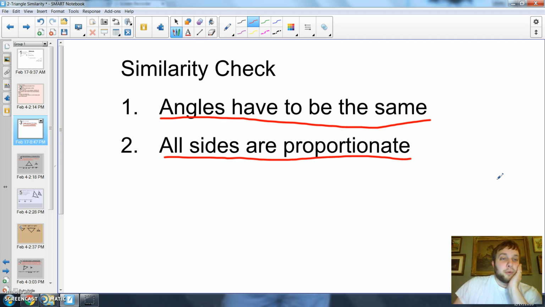Anyways, so we're going to learn about some shortcuts. And we already talked about one shortcut. And that is the AA theorem. Remember that? A couple days ago.